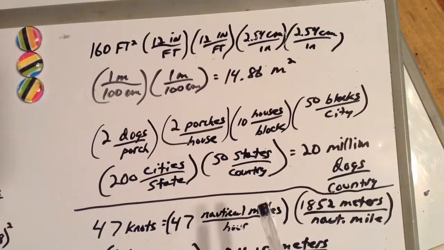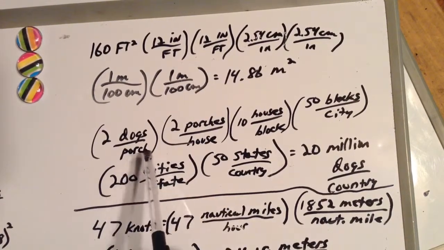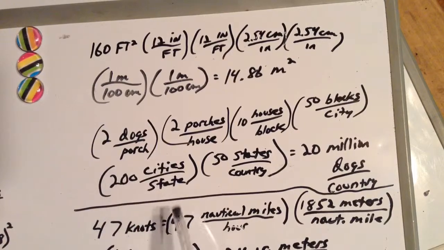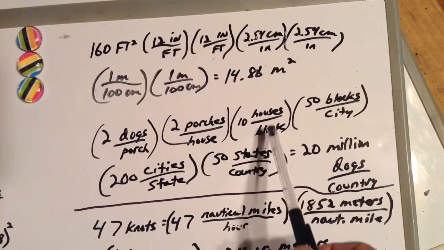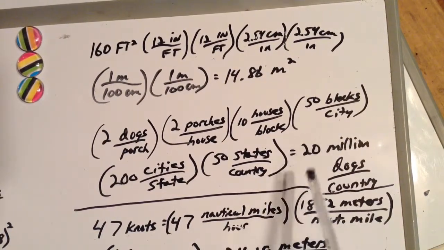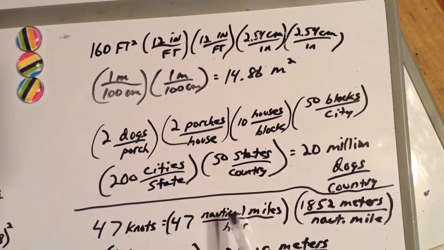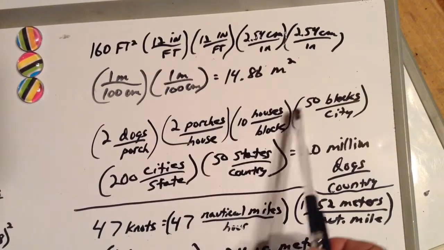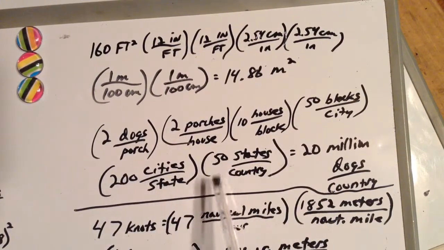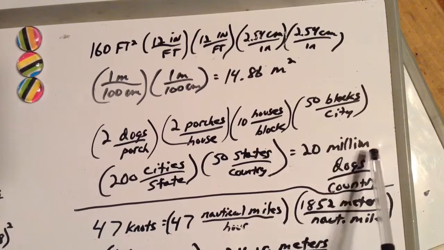Let's say each porch in the world has 2 dogs per porch. Okay, and let's say each house has 2 porches. And let's say there are 10 houses on each block, and there are 50 blocks in each city, and there are 200 cities in each state, and 50 states in the country. So we'll just multiply our 2 times our 2 times our 10 times our 50 times our 200 times our 50, and we'll calculate that there are 20 million dogs per country.